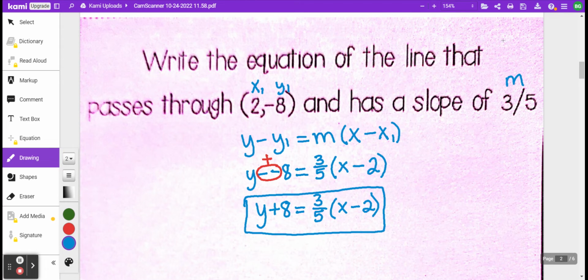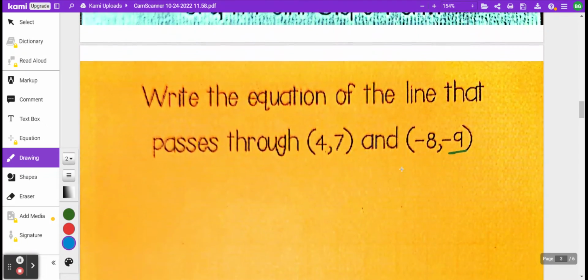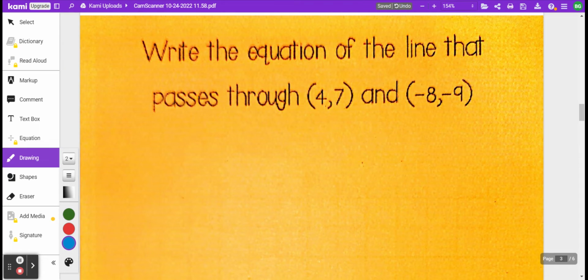All right, so next, let's flip over to the next page, which yours should be orange. Write an equation given 2 points. On this page, it says write the equation of the line that passes through 4, 7, and -8, -9. So here we're only given points, we're not given a slope, so we need to go back and solve for slope.